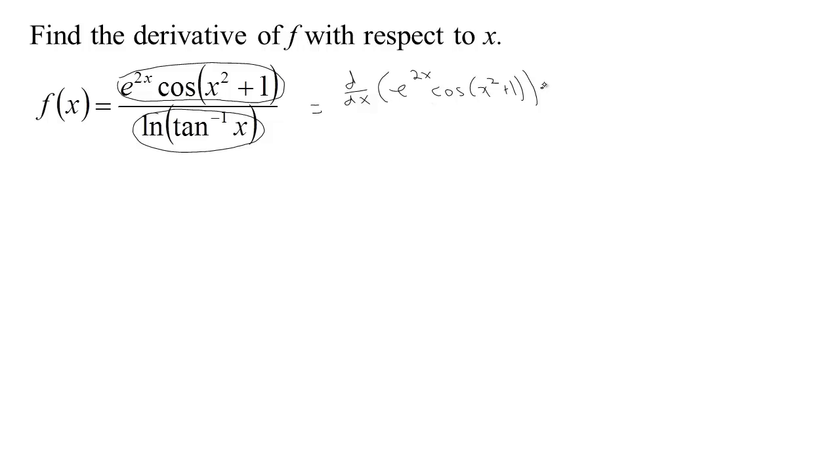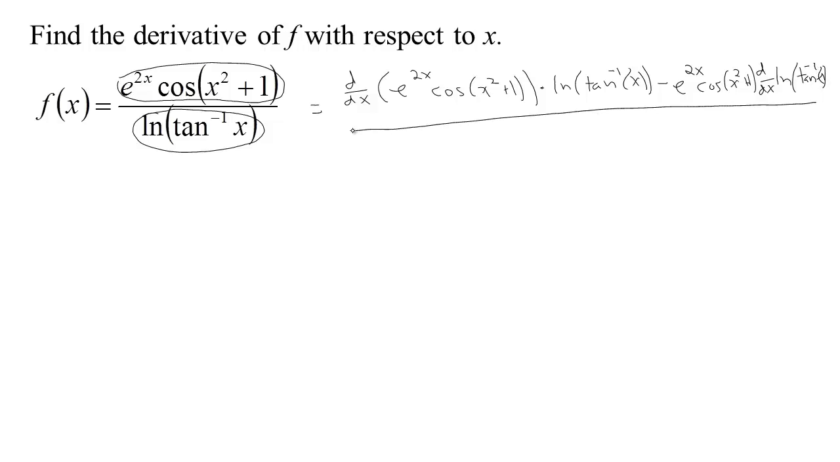The derivative of the top, I'm going to multiply that times the bottom, which is the natural log of the arctan of x, minus the top, which is e to the 2x times cosine of x squared plus 1, times the derivative of the bottom, which is going to be the derivative of the natural log of the arctan of x, all over the bottom squared. So we've got the natural log of the arctan of x squared.